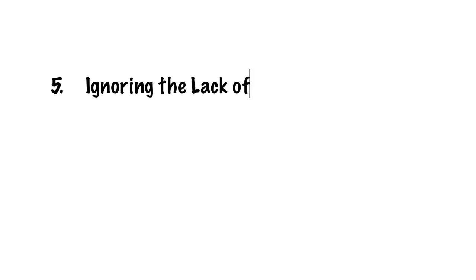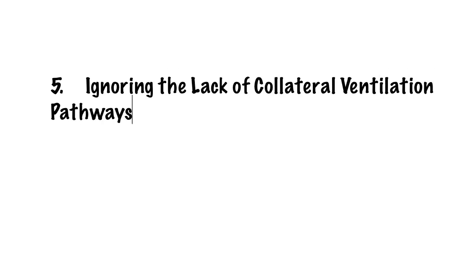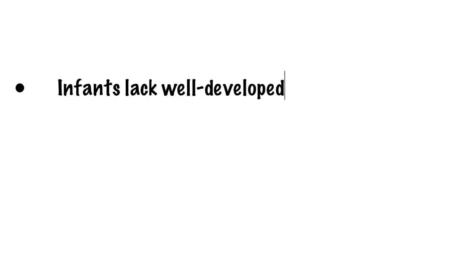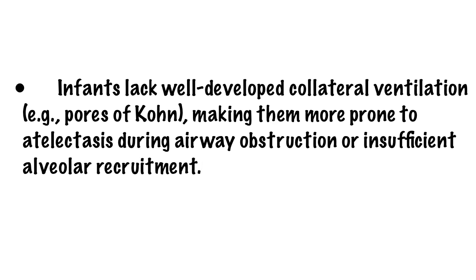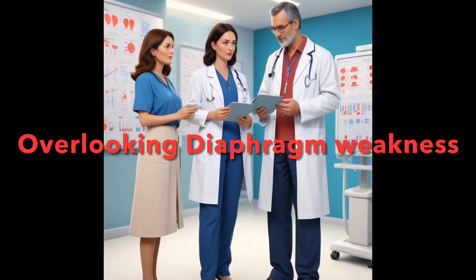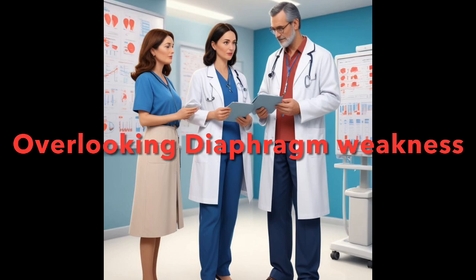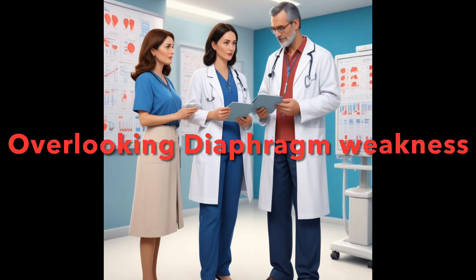5. Ignoring the lack of collateral ventilation pathways. Infants lack well-developed collateral ventilation, making them more prone to atelectasis during airway obstruction or insufficient alveolar recruitment. Infants' diaphragms are less efficient due to reduced muscle mass, lower oxidative capacity, and suboptimal insertion points. Misjudging their capacity for spontaneous breathing can lead to premature extubation failure or prolonged ventilation dependence.